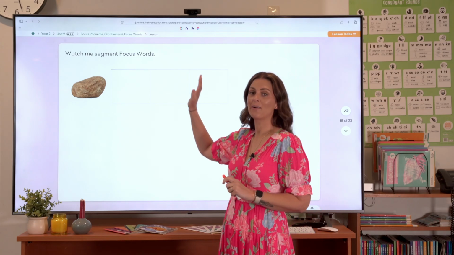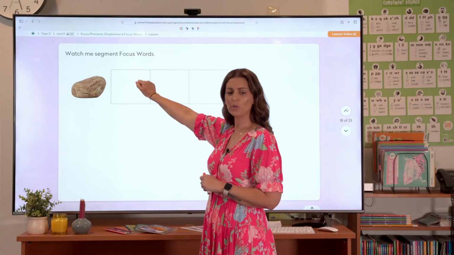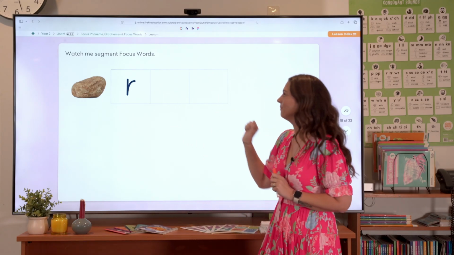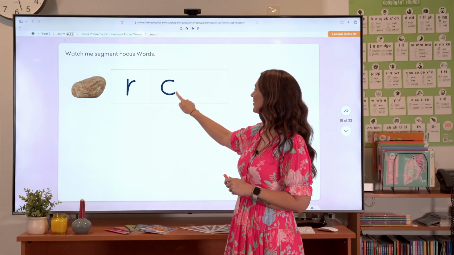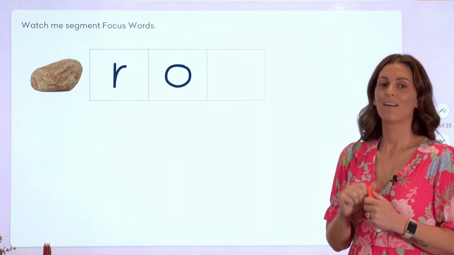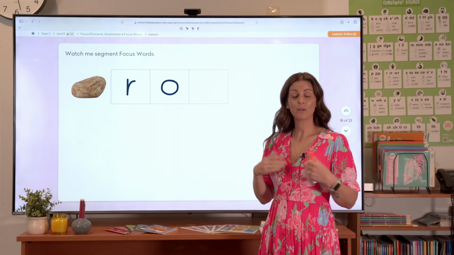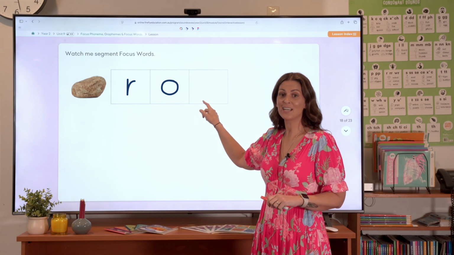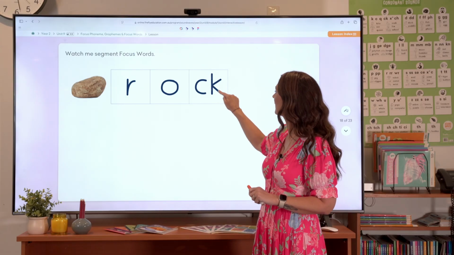So now we're going to put our grapheme choices in our segmenting boxes. Which grapheme should we use to represent R? That's right, R. R, O. How would we represent O? That's right, grapheme O. Now our third sound, R, O, K. How would we represent K in this word? That's right, so we can remember our previous learning. In a single syllable word after a short vowel sound, we use CK to represent K. So I'm going to pop my C and my K there.